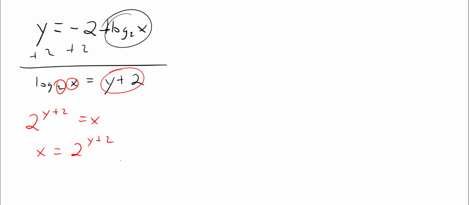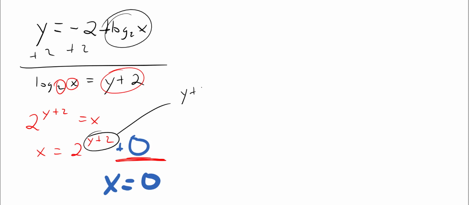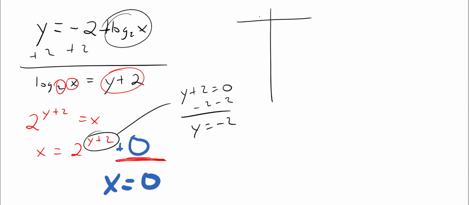Okay, so notice here, asymptote is going to be x equals 0, because it's a 0 here, right? Like saying plus 0. Okay, so let's find out that middle point. That's y plus 2 equals 0. Subtract 2 from both sides, so y equals negative 2. So when I make my t-chart, I'm picking negative 2 as my middle point. I'm going to pick negative 3 and negative 4 and negative 1 and 0. Okay, so let's put these values in.